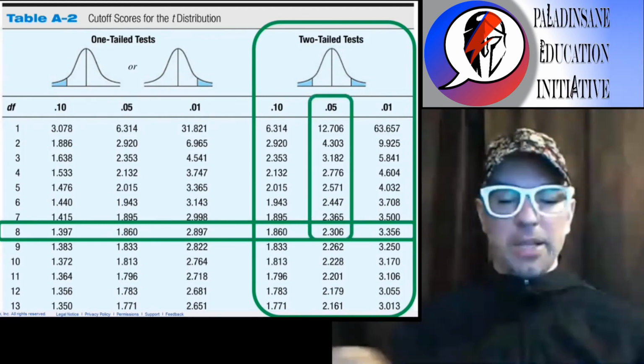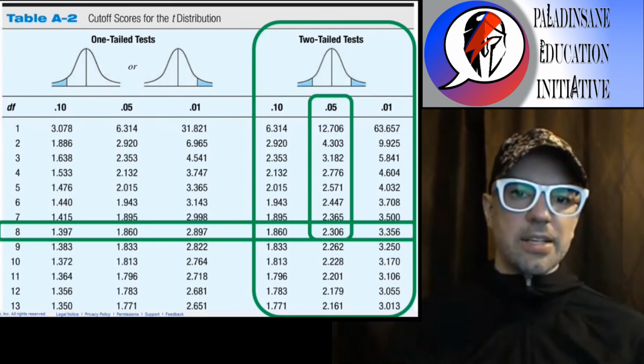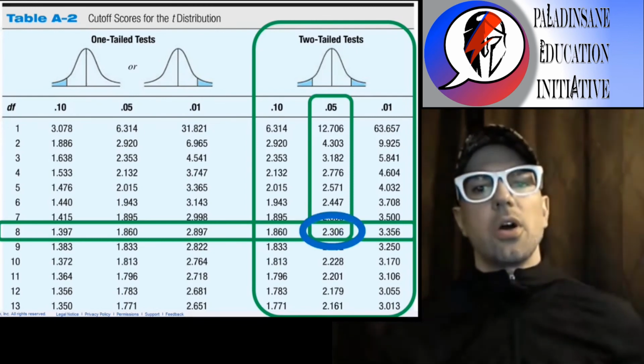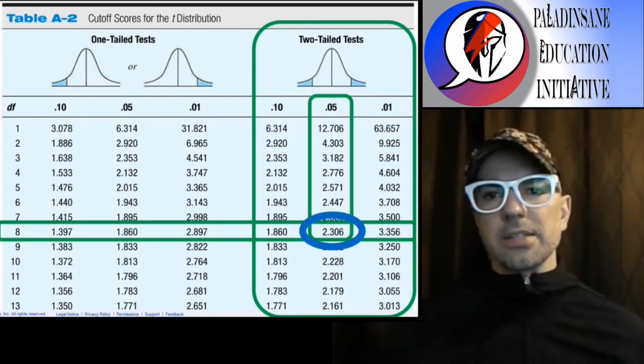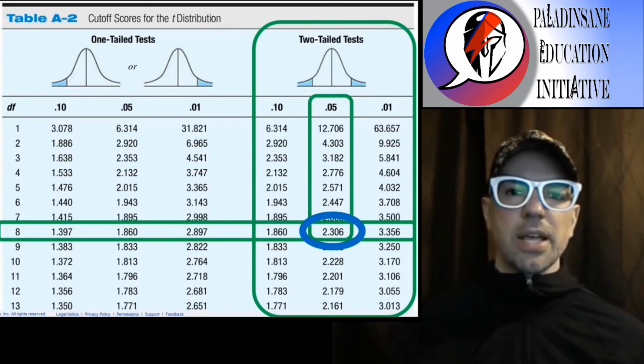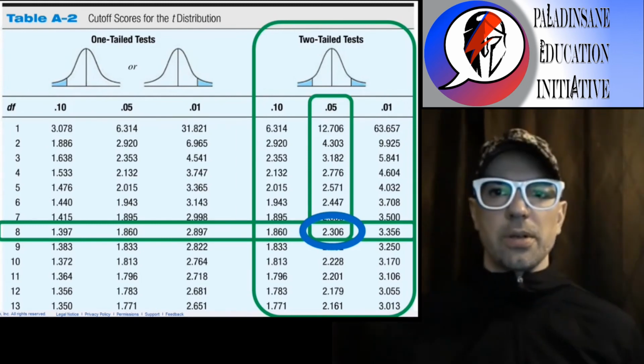That's the column that we need. And where all of those intersect, that's our cutoff score. So we get a cutoff score of 2.306. It's a two-tailed test, so it's plus or minus 2.306.